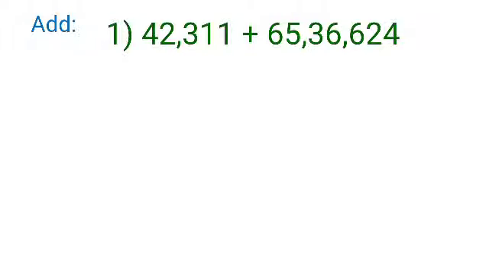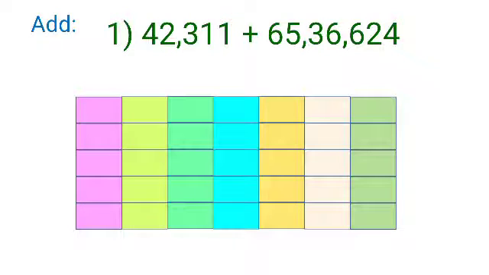Now, let's look at this example. Now we have to add both the numbers. That means 42,311 added with 65,36,624. Now you have to arrange the numbers as per the place value. As earlier I told you, you have to start from the unit place.